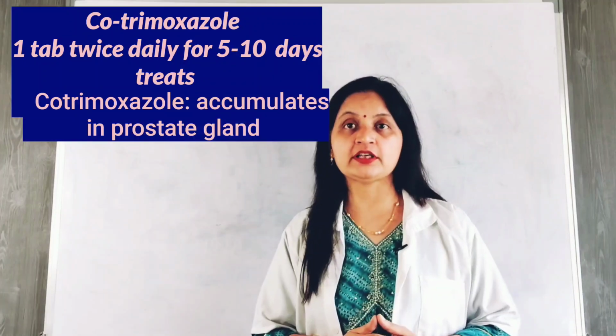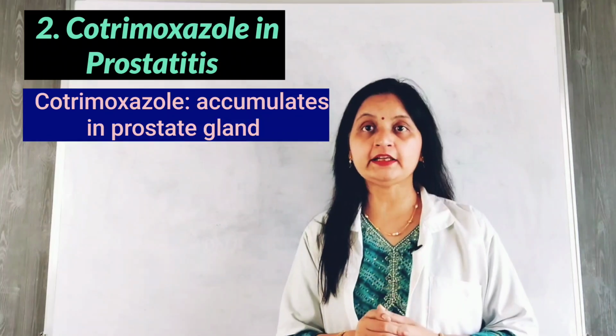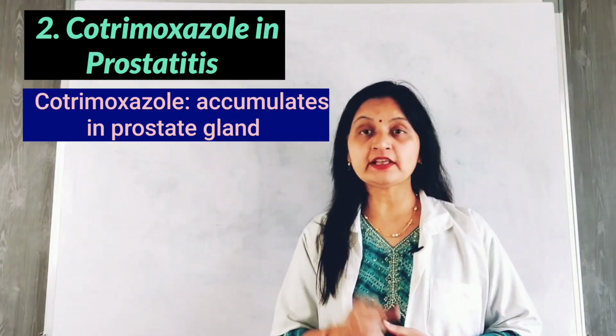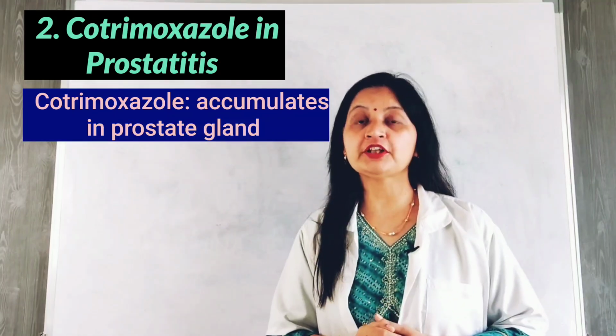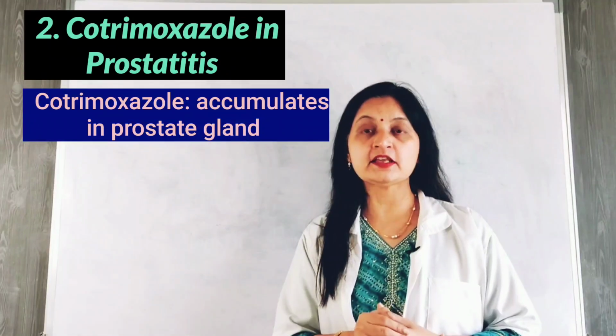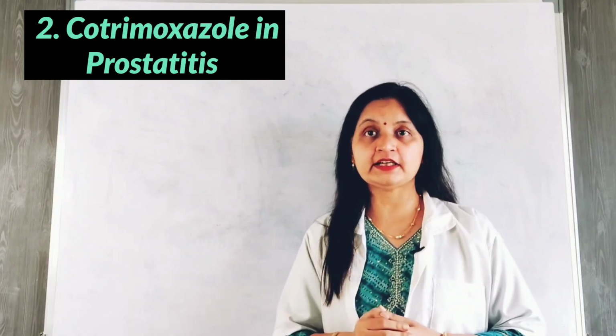urinary tract infections. The second indication of cotrimoxazole is prostatitis. Since cotrimoxazole gets concentrated in the prostate gland, it is highly useful for the treatment of prostatitis, which is caused by bacterial infections or non-infectious factors.